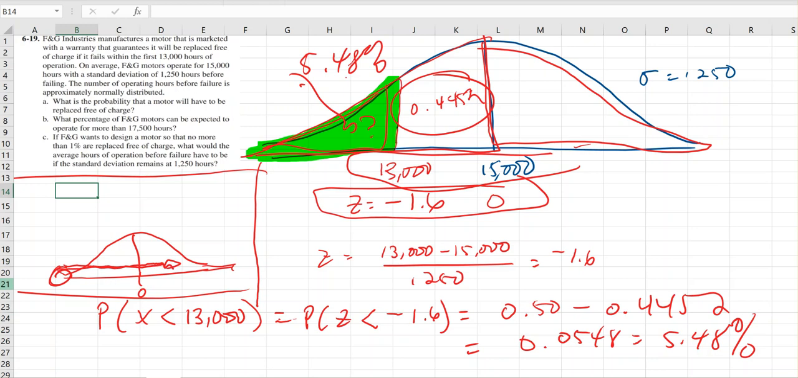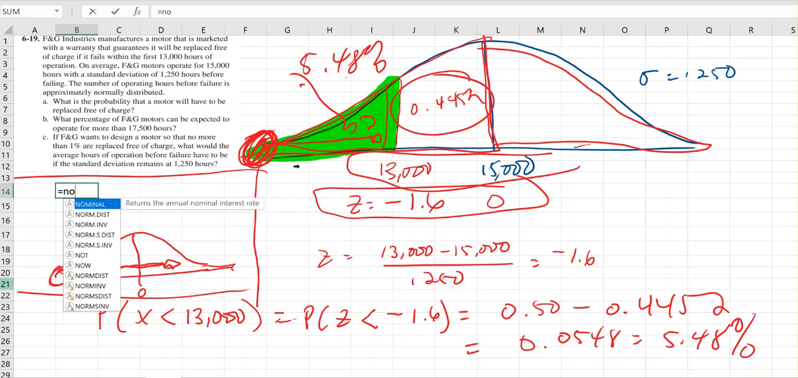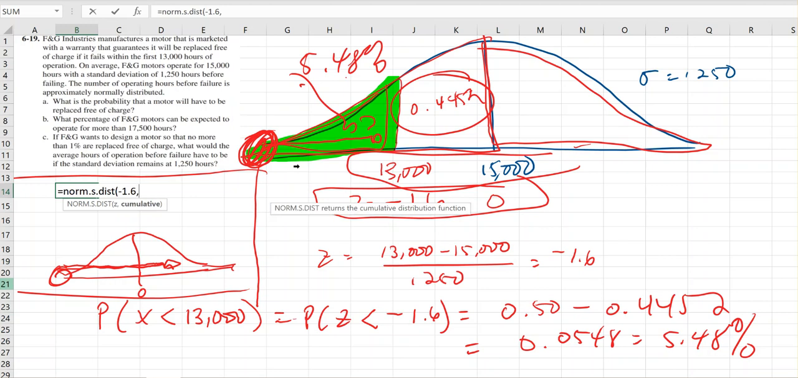So in this case, Excel will be easier because we start at the left tail and we want up to minus 1.6. So to do that, we type equals NORM.S.DIST, bracket. We put in the z-score minus 1.6, comma, and we always put in 1 because 1 means it's cumulative. It adds up all of the areas all the way up to there. And we press enter, and you see that the answer is 0.0548, which is what we calculated using the table. All right.